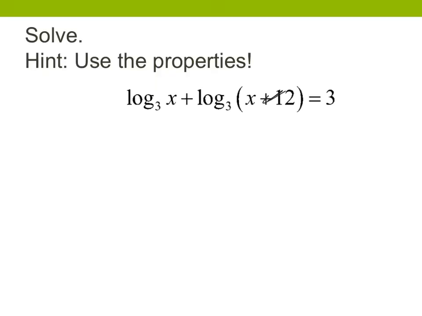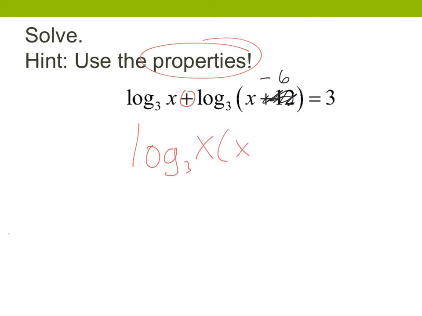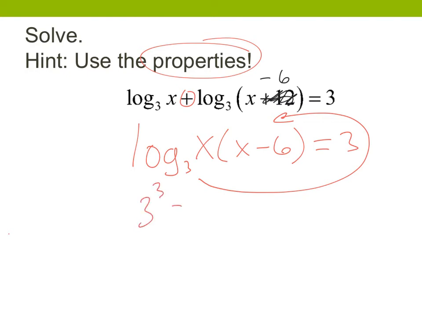All right, this next one here, we're going to change this actually to x minus 6. It has to do with how it's going to work out in the end. But let's think about this now. This time I've got addition, but I'm going to use the properties once again. Addition condenses to multiplication. So I have log base 3 of x times x minus 6, and that equals 3. Now I can put this into exponential form, and I've got 3 to the third equals x times x minus 6.